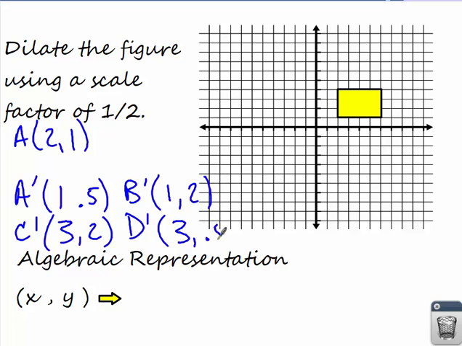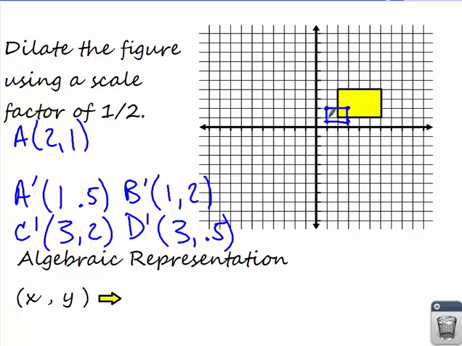Okay, so if we were to graph these points, we've got 1 and then 0.5 would be right there. And then 1, 2 would be here. And then 3, 2 would be here. And then 3, 0.5 here. So when I multiply by a scale factor less than 1, I end up with a figure smaller than the original.